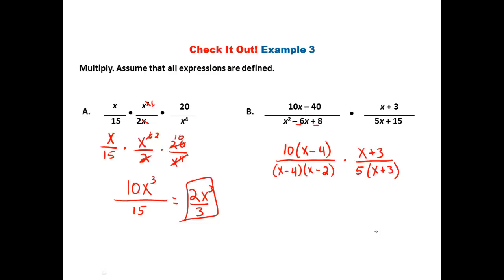Alright, so now let's see what we can cross out. X minus 4. X plus 3, and then this 5 and 10, got a 2. Alright, so it looks like 2 is the only thing left in the top, and x minus 2 is the only thing left in the bottom.